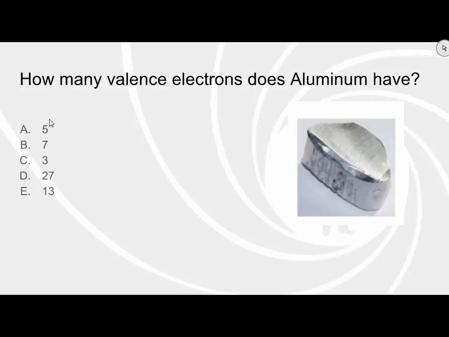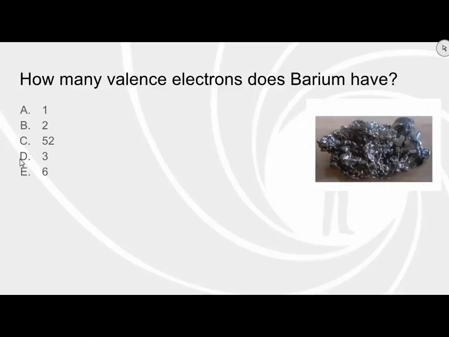See if you can figure out this one. How many valence electrons does aluminum have? And the answer should be C, 3. It's in the third-ish column. Skip over the transition metals.